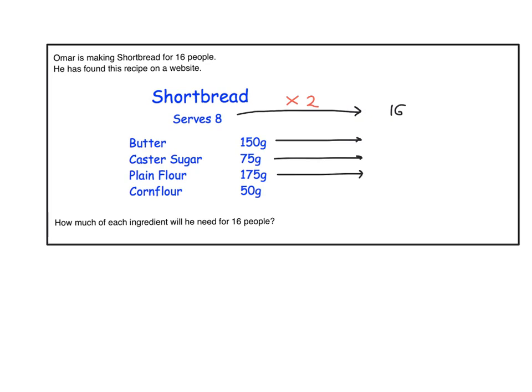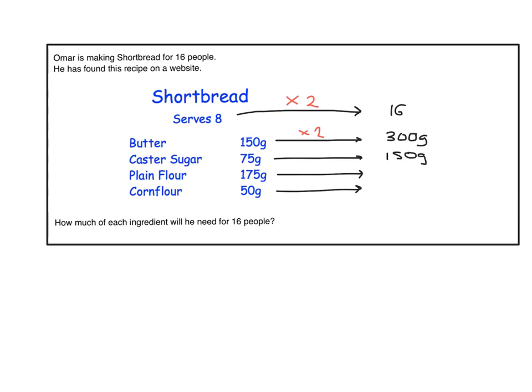So you're keeping everything in proportion with each other. So we're timesing everything by 2. Okay, so we're going to have 150 times 2, which is going to be 300 grams. 75 times 2, which is 150 grams.